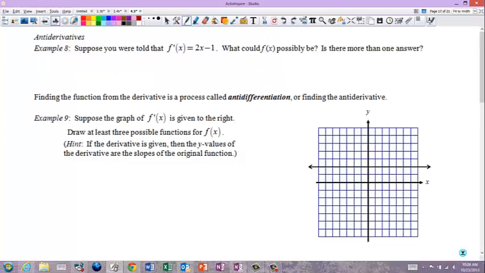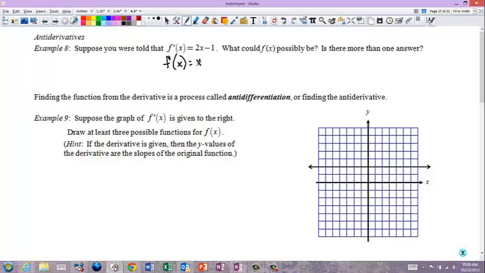We're actually not going to do this yet. We're going to save anti-differentiation. No, we're not. We're going to go through it really fast. So suppose you were told that f prime of x, the derivative, was 2x minus 1. What could f of x possibly be? Think about it for a second. Pause, think. Okay, and we're back.